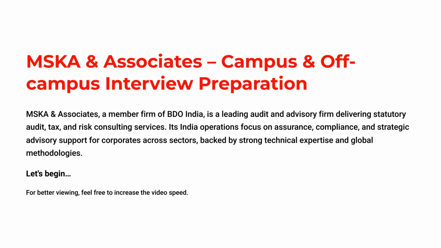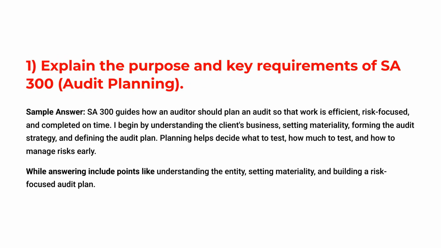Let's begin. Explain the purpose and key requirements of SA 300, Audit Planning. Sample answer. SA 300 guides how an auditor should plan an audit so that work is efficient, risk-focused, and completed on time. I begin by understanding the client's business, setting materiality, forming the audit strategy, and defining the audit plan. Planning helps decide what to test, how much to test, and how to manage risks early.